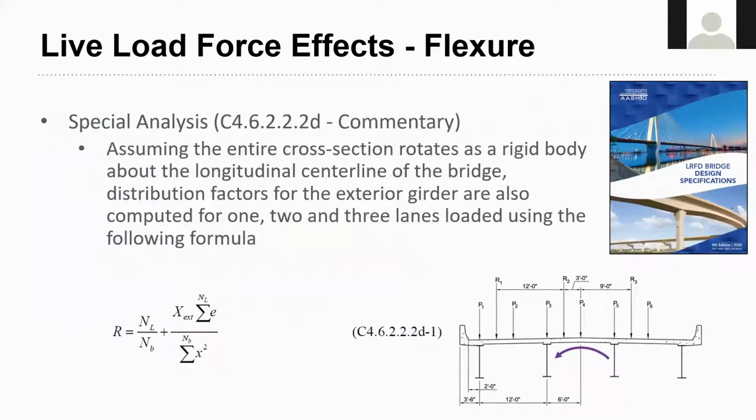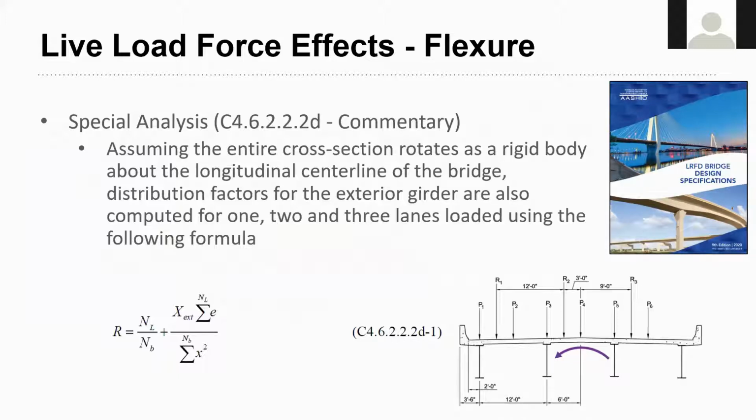So let me go look at that. What it says here, this special analysis assumes the entire cross-section rotates as a rigid body about the longitudinal centerline of the bridge. Distribution factors for the exterior girder are also computed for 1, 2, and 3 lanes loaded using the following formula. And it gives me the formula there.